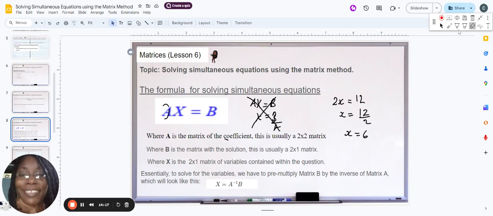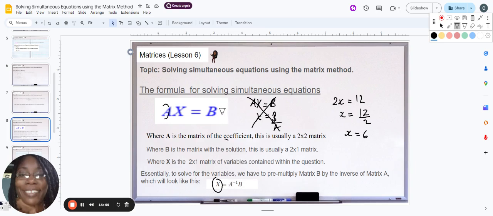So this is also an essential thing for you to write. So from AX is equal to B, you're going to write this. Essentially, this is what we are going to be doing. To find X, which will represent the variable, we are going to find the inverse of this 2 by 2 matrix. And that is what we are going to use to multiply by the matrix B. Don't worry, as we go along, you will see how it is done.